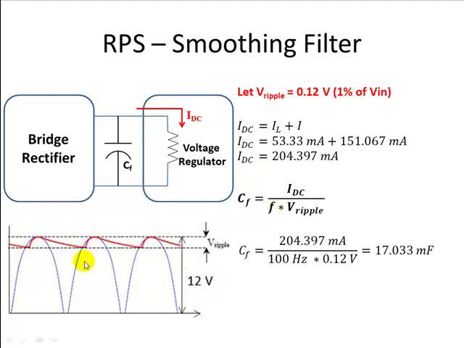F is the frequency. Actually, the frequency of the line voltage is 50 Hertz, but after rectification, all the negative half cycles are also converted to positive half cycles. Therefore, the frequency doubles. So it becomes 100 Hertz, and the maximum ripple that I am expecting is only 0.12 volt. Plugging in all these values gives me the value for filter capacitance, that is 17.033 millifarad. This completes designing of the smoothing filter.